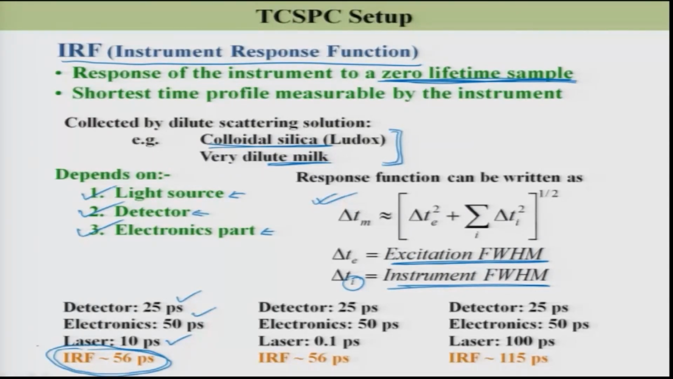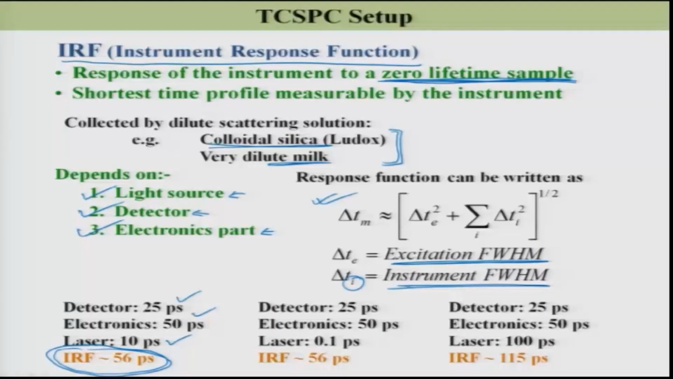That obviously we have to measure. How do we measure it? By replacing the sample with a scatterer, and simply setting the emission monochromator to the same wavelength as my laser light, then I can simply monitor it. If you want to monitor the Raman scattering, then you can also go to a different wavelength than the excitation light and measure the instrument response function.